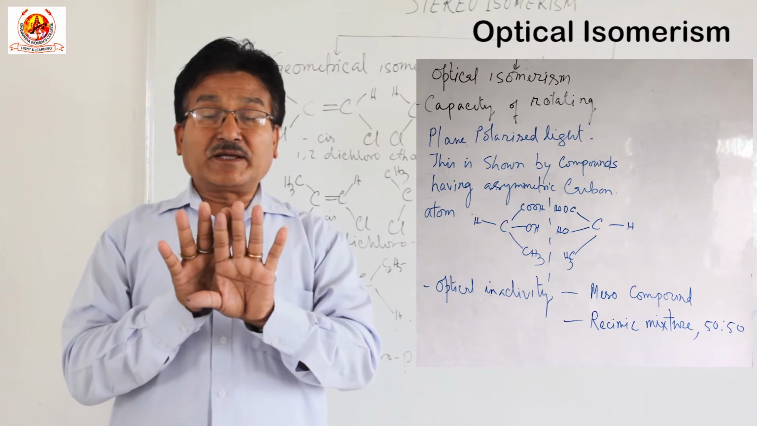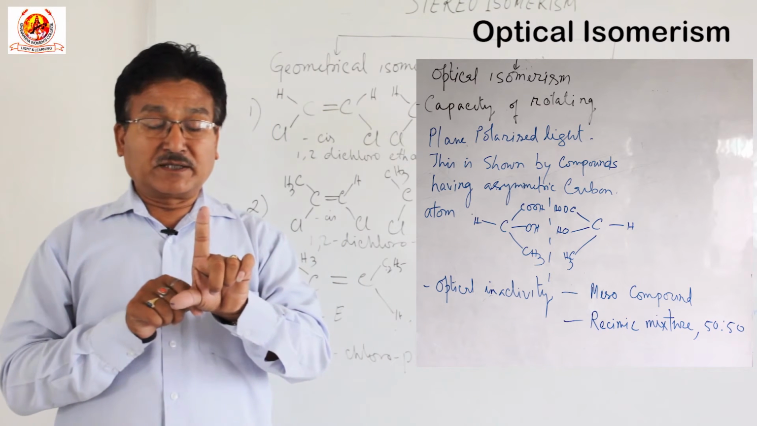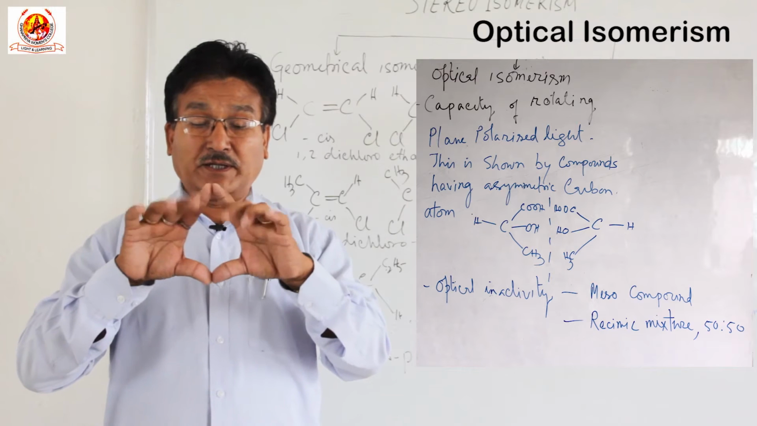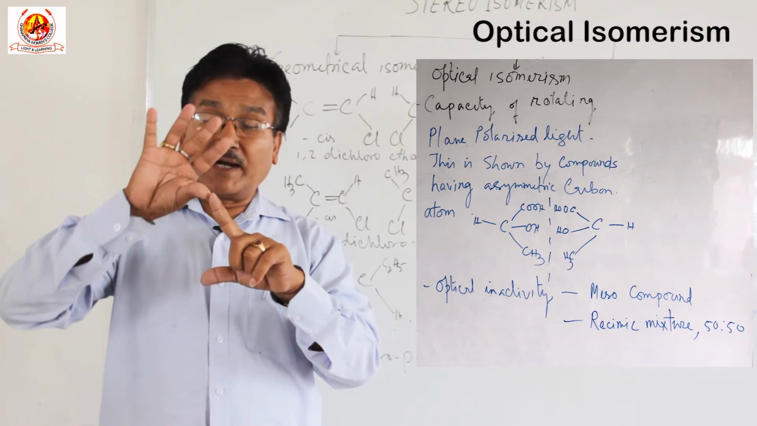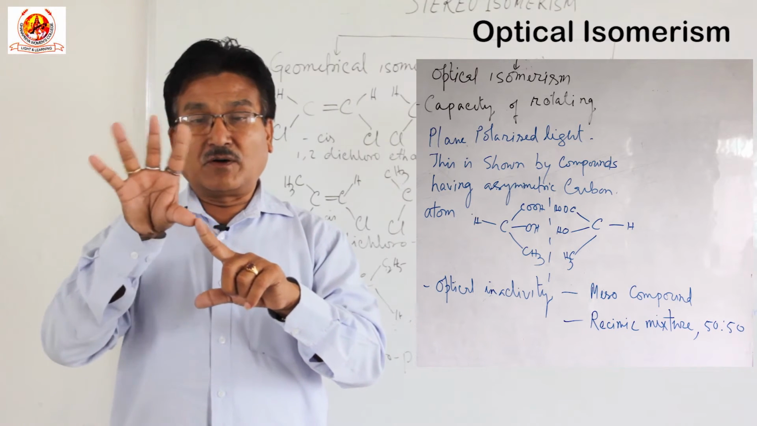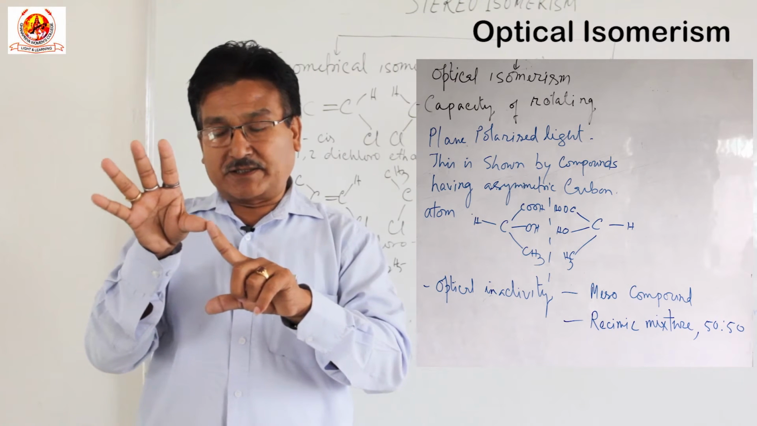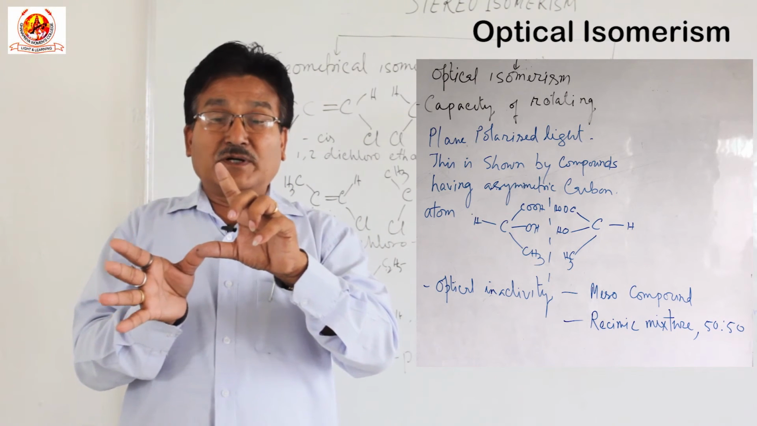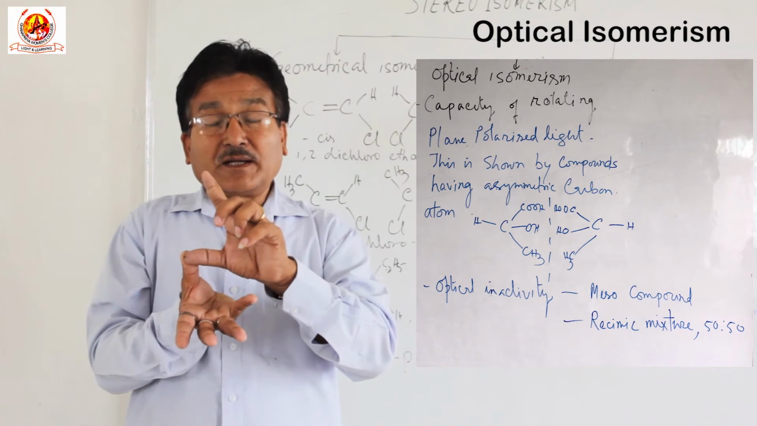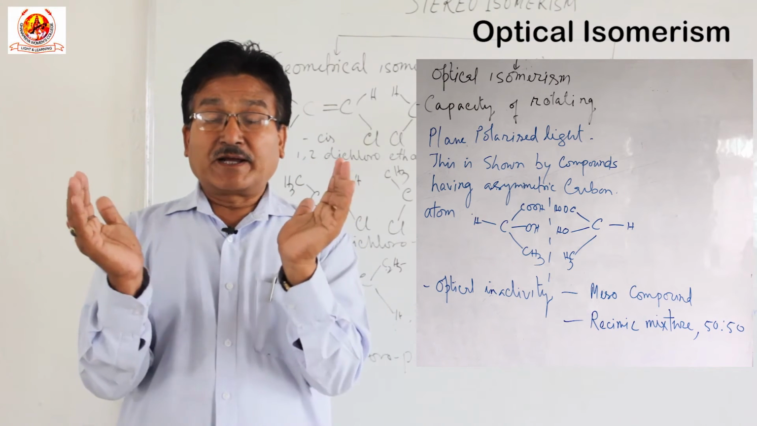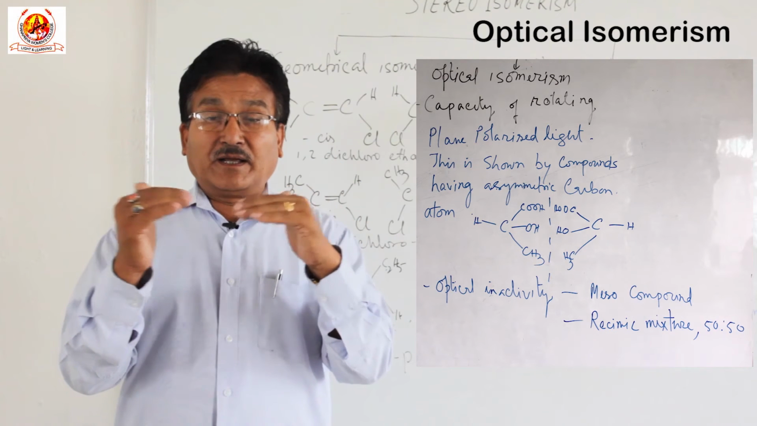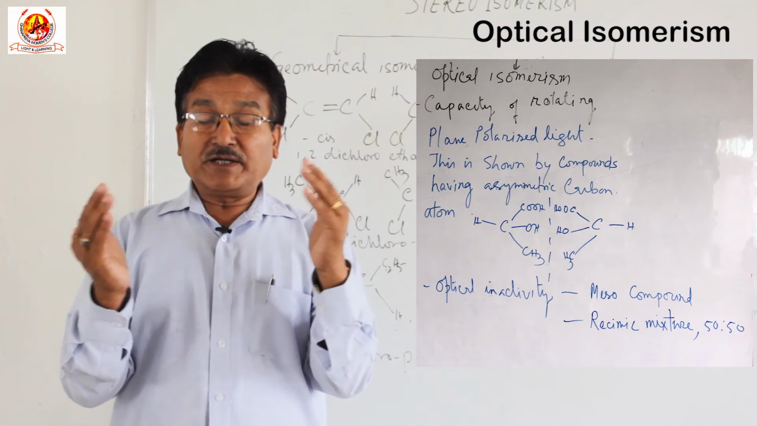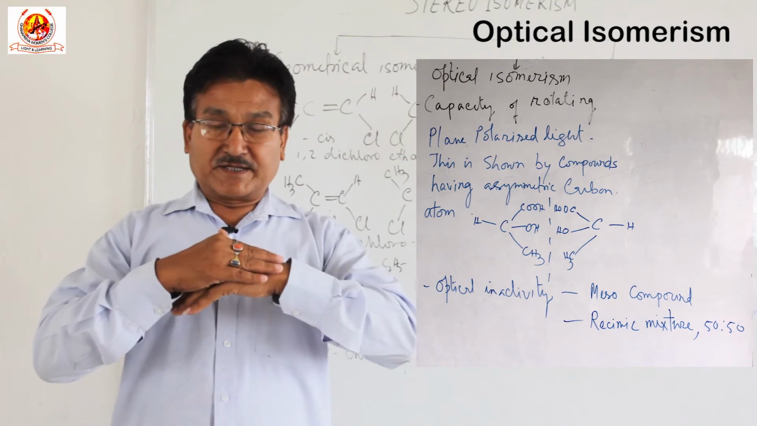Then in the case of the meso compounds, another form, in the meso compound there are 2 asymmetric carbon atoms. One rotates on one sense, and the other will rotate on the other sense. This will be compensated and optically inactive because of the internal compensation.